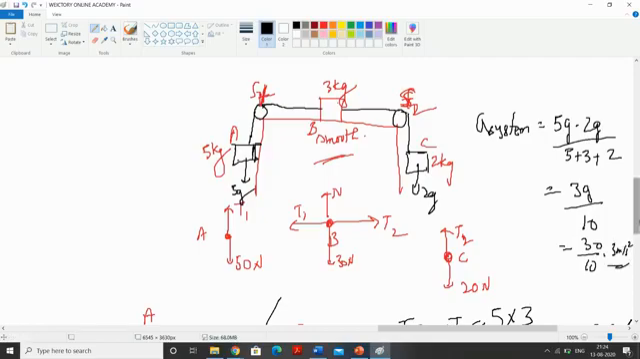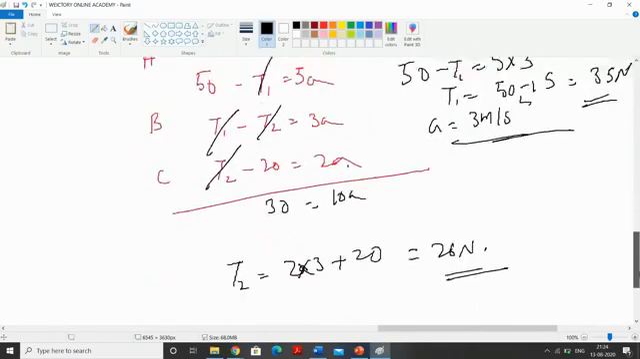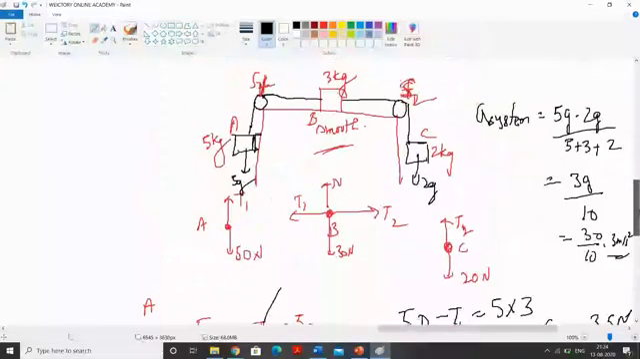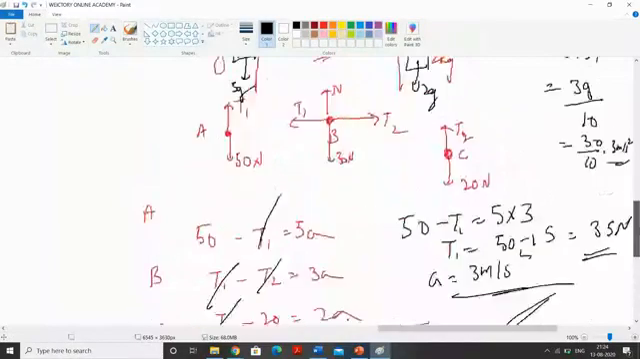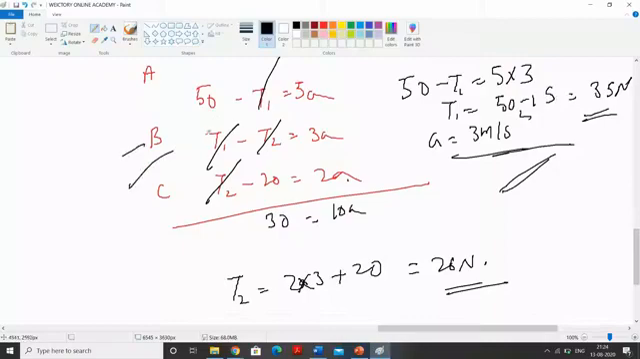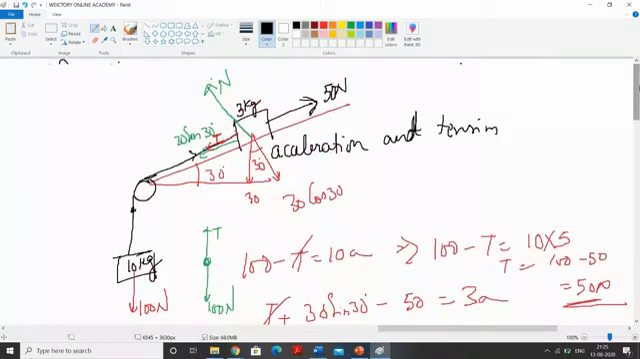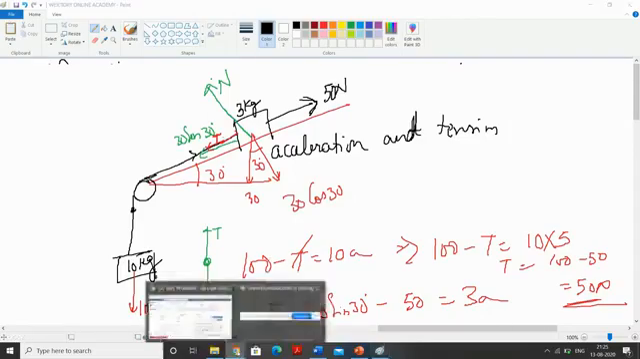That's 30 divided by 10, which is 3. So this is another way by which you can find out the acceleration, the way we got it here. And once you get the acceleration, you can write down the equations individually and find out T1 and T2, the way we did for B and C. Or you can write it for A and find out T1 and T2. This is the way to solve questions related to Newton's third law and forces. If you have any doubt, you can ask me in the comments.